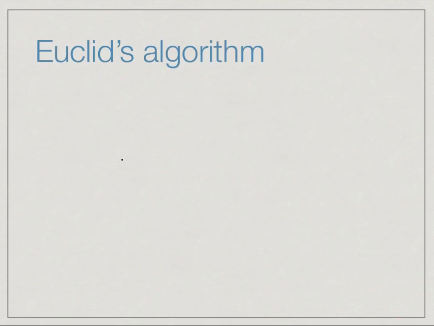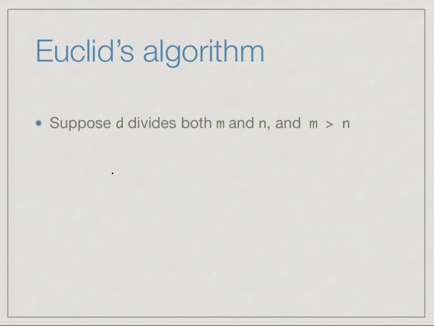So at the time of the ancient Greeks, what was possibly the first algorithm in modern terminology was discovered by Euclid, and that was for this problem, GCD. So what Euclid said was the following. Suppose we have a divisor D, which divides both M and N. So this is a common divisor, and we are looking for the largest such D. Let us assume also for the sake of argument that M is greater than N.